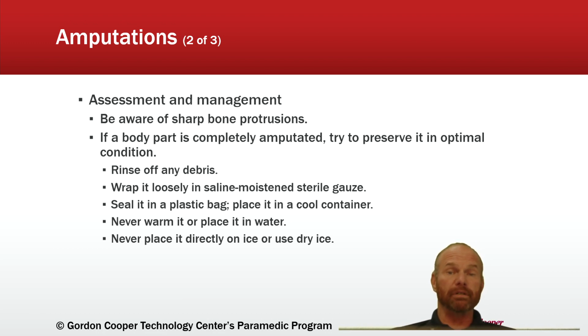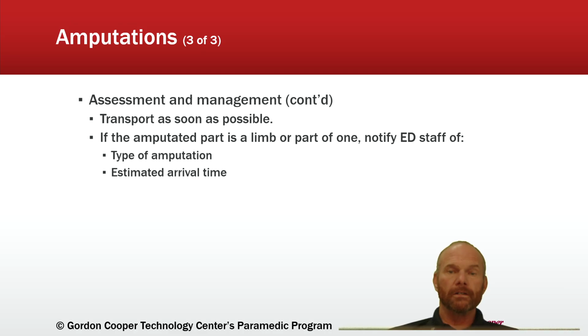If a body part is completely amputated, try to preserve it in an optimal condition for the maximal chances of reimplantation once the patient has been stabilized. So rinse off any debris using cool normal saline or sterile water. Wrap it loosely in saline-moistened sterile gauze. Seal it in a plastic bag. Place it in a cool container. Do not allow it to freeze. That's going to be really important. Never warm it, never place it in water, never place it directly on ice, and never use dry ice to cool it either. Transport the patient and the body part as soon as possible.